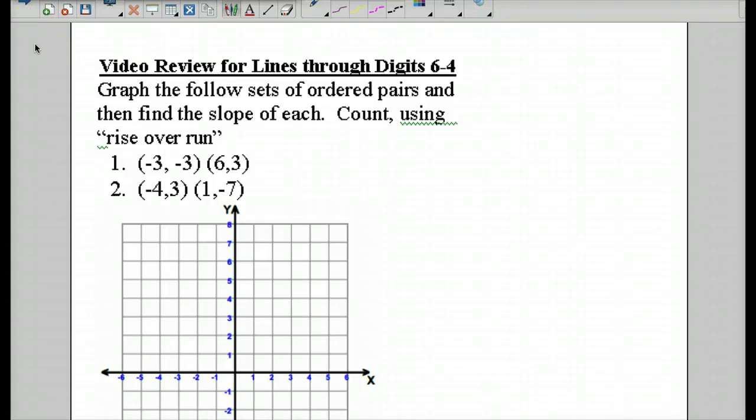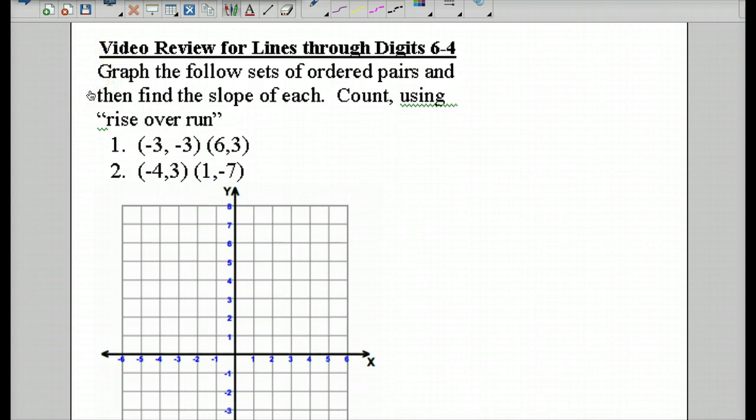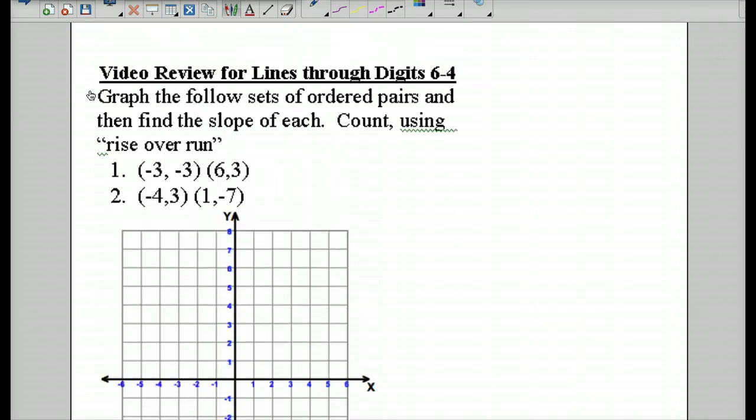Alright, so this is video review for lines through digit 6-4. After you're done with this, you'll be getting a worksheet that's going to be due tomorrow at the end of class. If at any point during this video you want to try one of these on your own to kind of test yourself, then please pause and try it on your own.